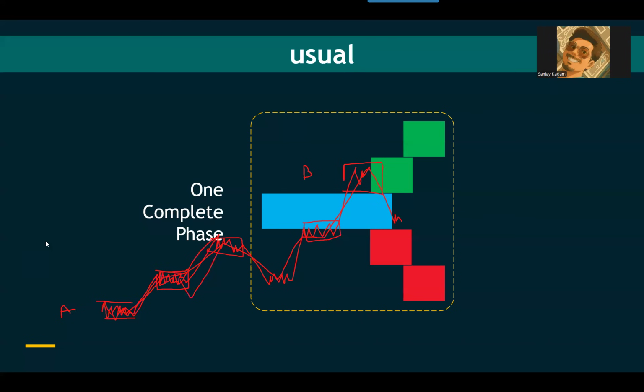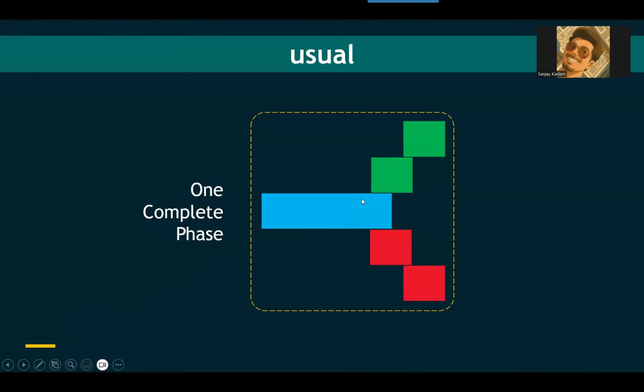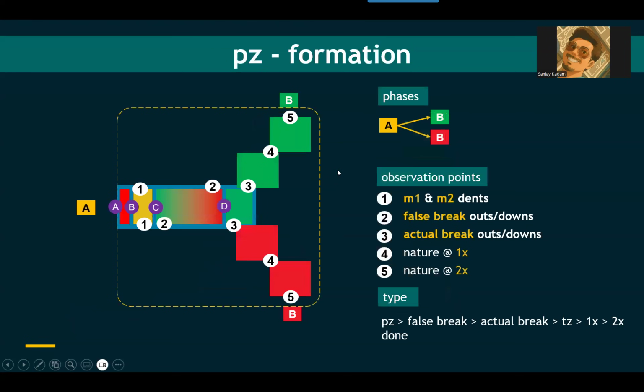So if this is a standard PZ, and we break this component into different parts, then it looks like this. So this PZ also has some internal mechanism. The formation of a PZ can be identified by identifying the nature of the movement of the price inside this. In today's session, I am not going to cover this. I'll just give you a one-liner about this.